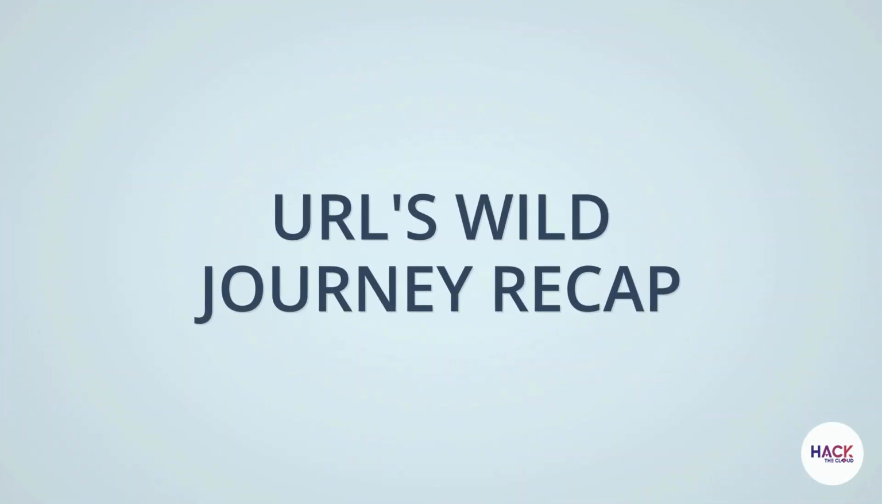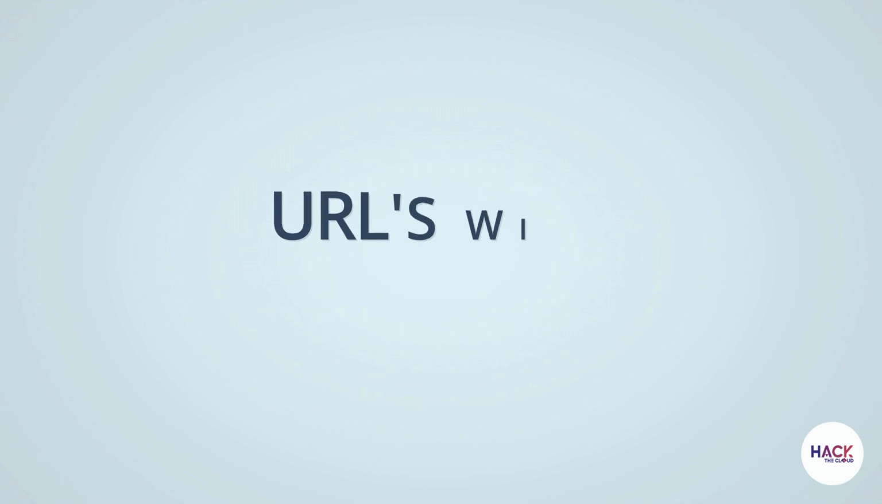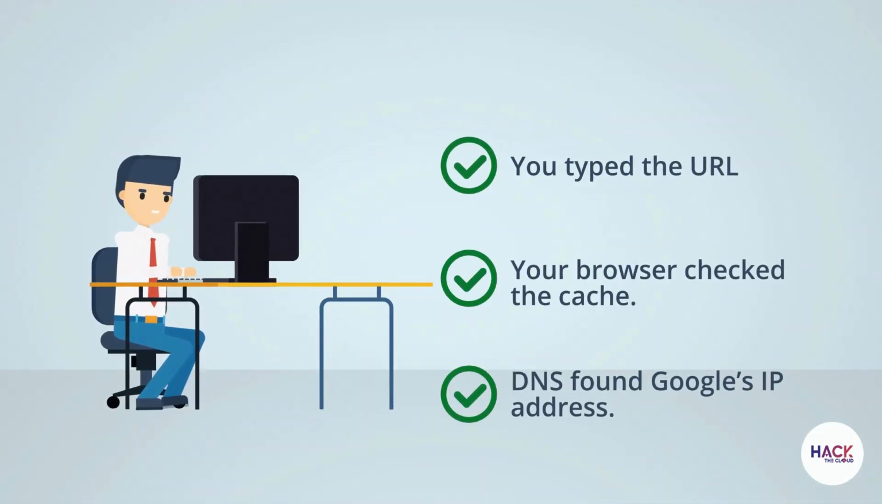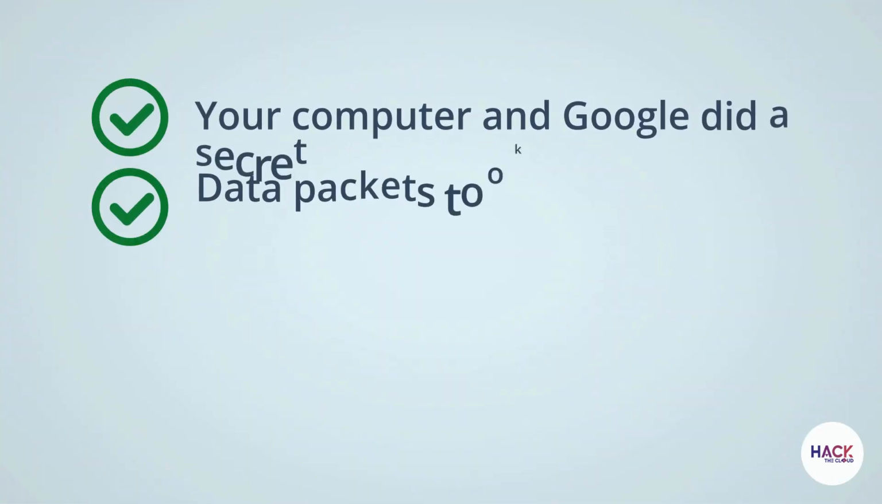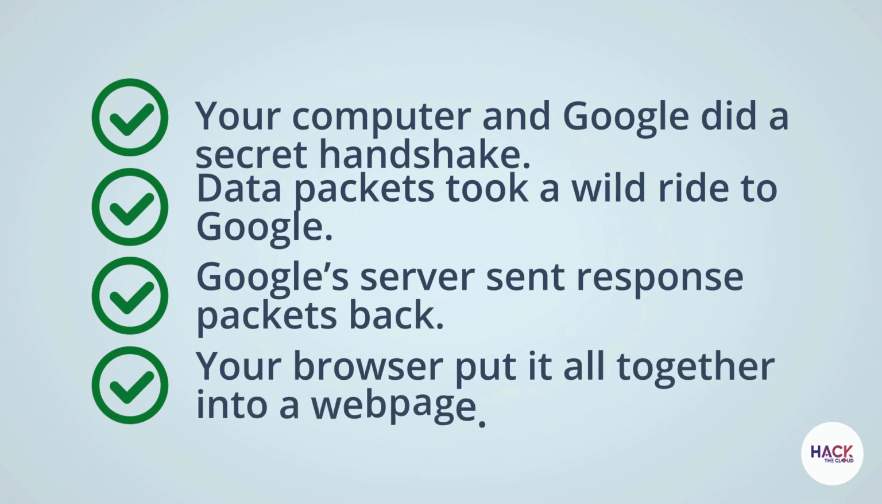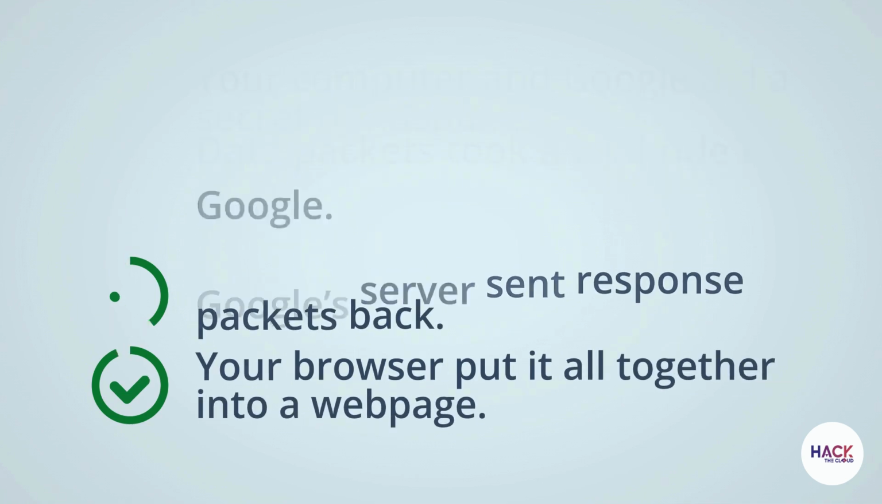Recap, the wild ride of a simple search. So let's recap what just happened when you typed www.google.com. You typed the URL. Your browser checked the cache. DNS found Google's IP address. Your computer and Google did a secret handshake. Data packets took a wild ride to Google. Google's server sent response packets back. Your browser put it all together into a web page.